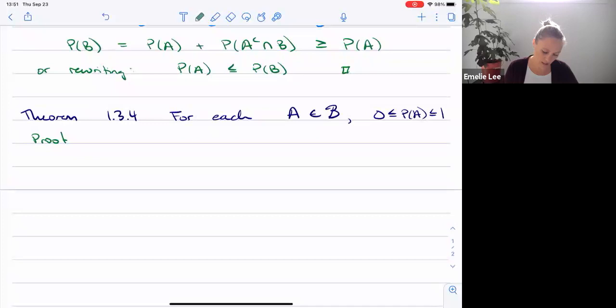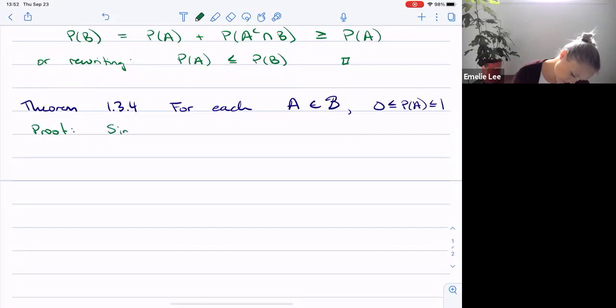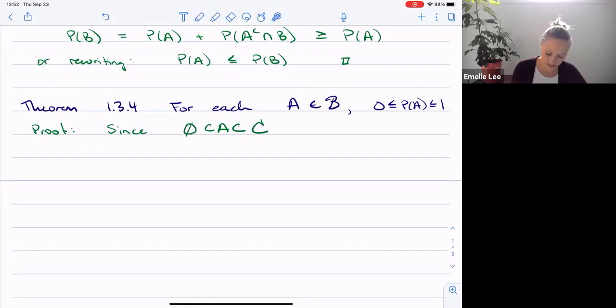And so since A is a subset of the sample space and the empty set is a subset of A, and I read these little subsets as contained in, the empty set is contained in A, and A is contained in the sample space, which is all possible outcomes, the largest possible subset available in B. So from smallest to largest, A is somewhere in between.